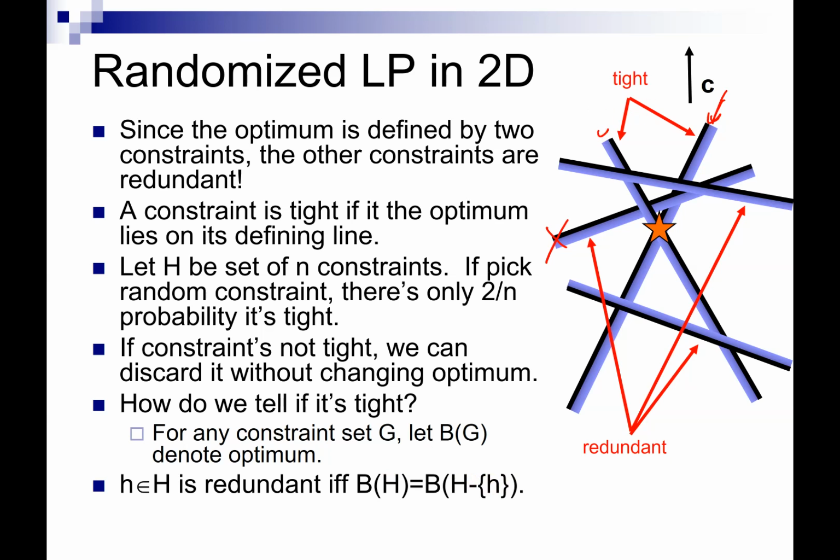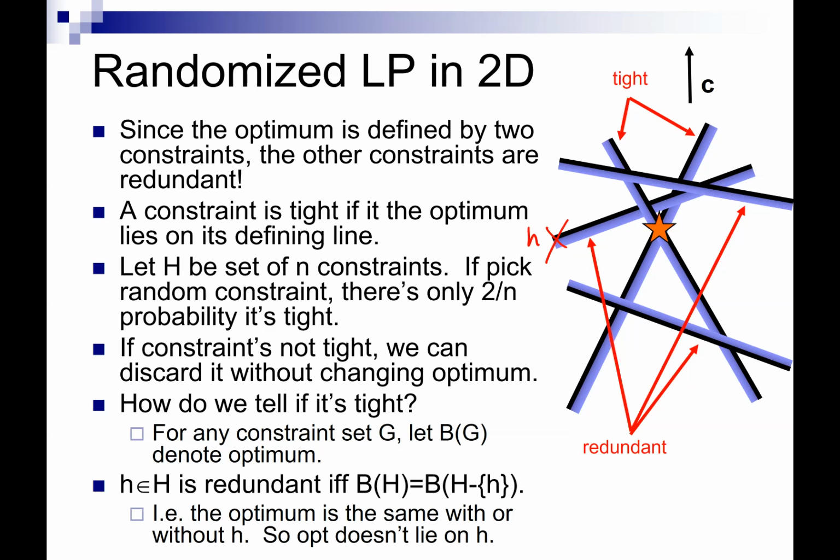As an example, here we have 5 constraints, and suppose that this is our little h over here. Now we know that initially, if we look at all 5 constraints, the optimum is at the star value. Now even if you take out h, so then you're just left with these 4 other constraints, we saw that the optimum is still going to be at the star value. So that means that b of capital H equals b of capital H minus little h, and that tells us that little h is actually redundant.